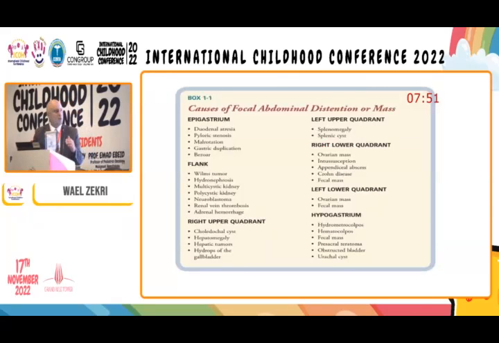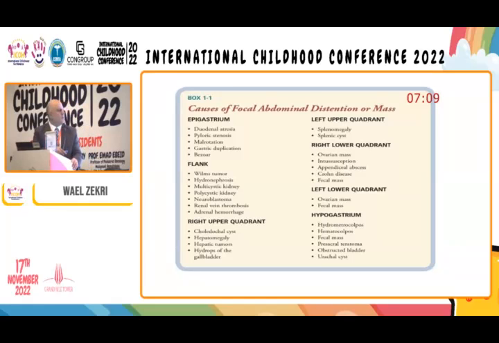So what are the causes of focal abdominal distension? It depends upon the quadrants, as we mentioned before. If we have it in the epigastrium area, I can find benign causes and I can find malignant causes. So there may be some kind of duodenal atresia, gastric problems, pyloric stenosis, and I can still have a problem in the esophagus or in the stomach.